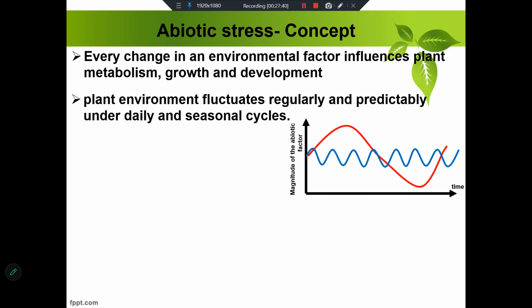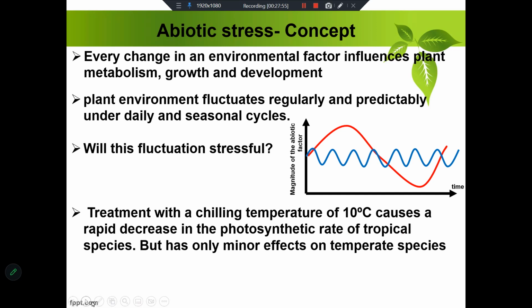And also, this is another example. Treatment with the chilling temperature of 10 degrees centigrade causes a rapid decrease in photosynthetic rate of tropical species, but has only minor effects on temperate species. So there are freezing temperatures, below zero is what we call freezing, and chilling temperatures.